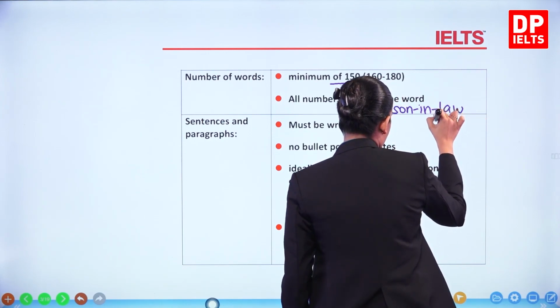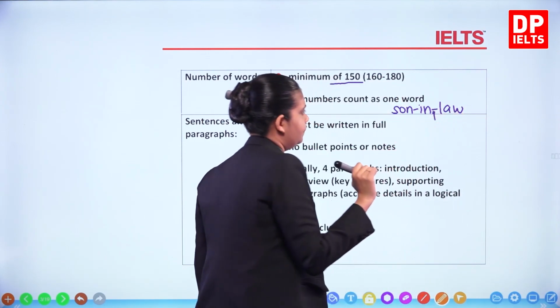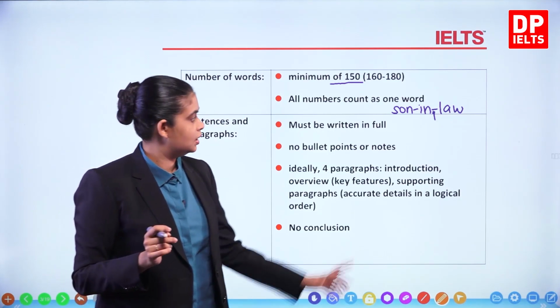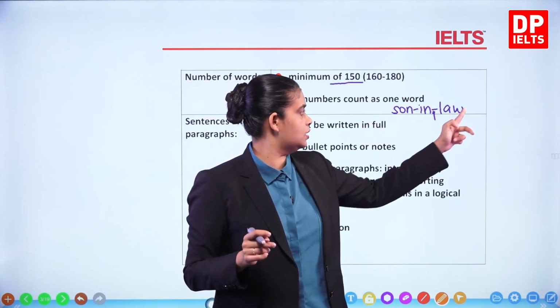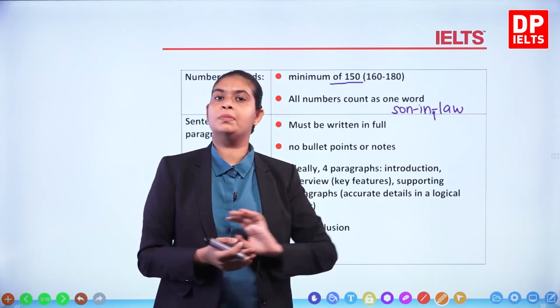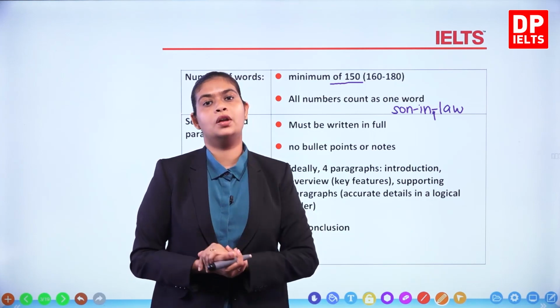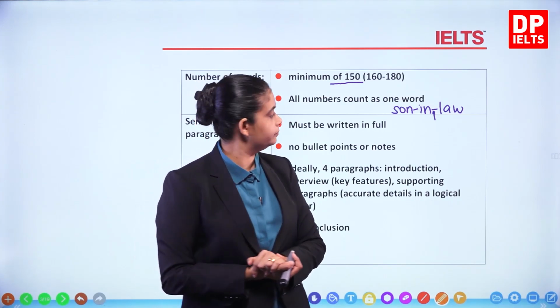This little dash here is a hyphen, okay? So how are hyphenated words counted? Is it 1, 2, 3 or is it just 1? Remember, hyphenated words are counted as one word, okay?